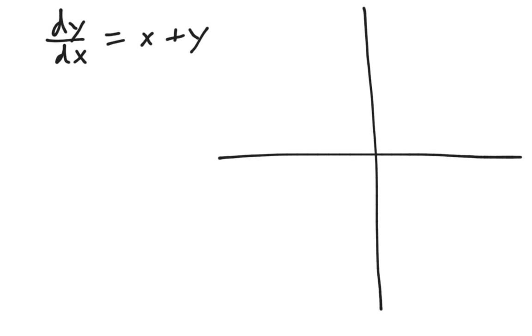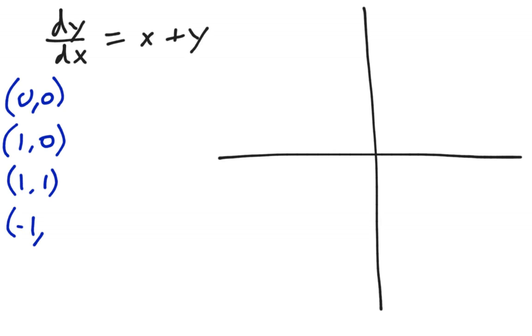Let's look at a more complicated one, and let's try to draw it again. Let's say that dy/dx is x plus y. Interesting. So we have the differential equation x plus y. We're going to look at some points: (0, 0), (1, 0), (1, 1), (-1, 0), (-1, 1), and (-1, -1).